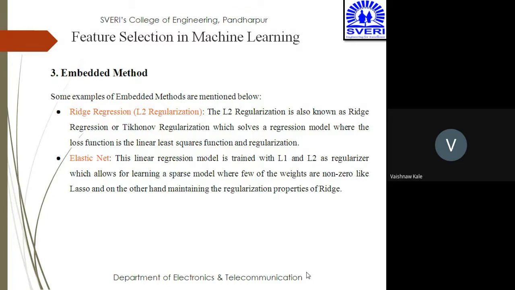And the third one is elastic net. This linear regression model is trained with L1 and L2. Now it will give both L1 and L2 as a regularizer, which allows for learning a sparse model where few of the weights are non-zero like lasso, and on the other hand maintaining the regularization properties of ridge. So obviously it is going to use L1 and L2 together, but keeping in mind that the regularization property of ridge is maintained. This is how the embedded method works.